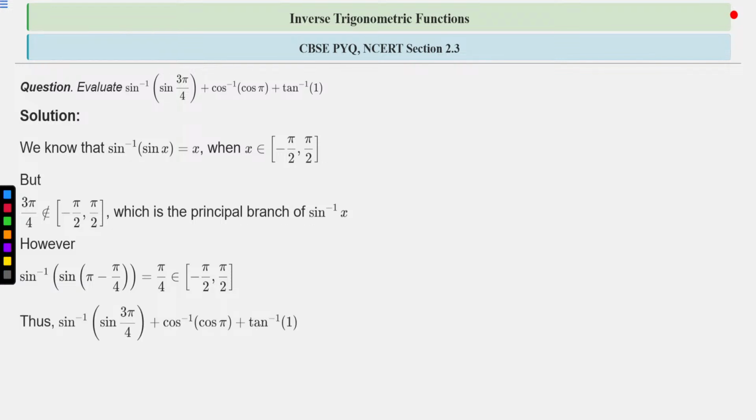Thus sin inverse sin 3 pi by 4 plus cos inverse cos pi plus tan inverse 1 can be written as sin inverse sin of pi minus pi by 4 plus pi by 4.